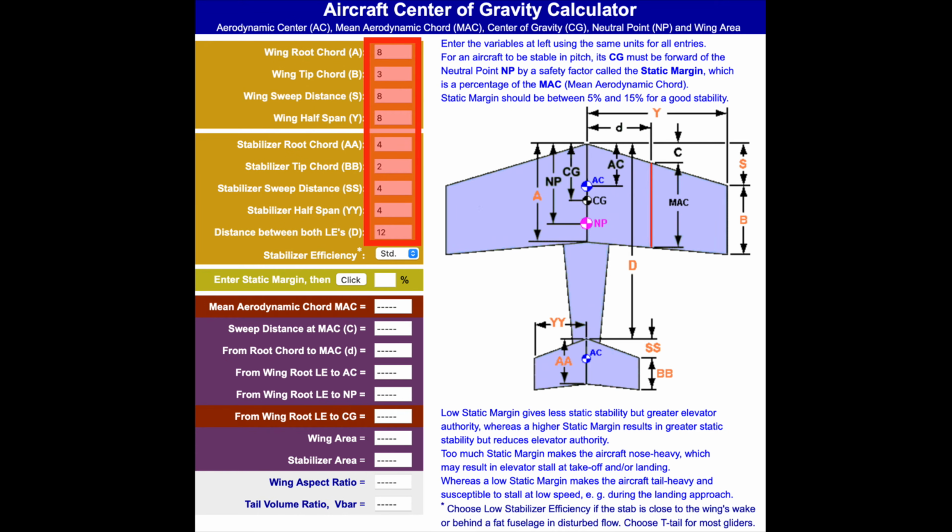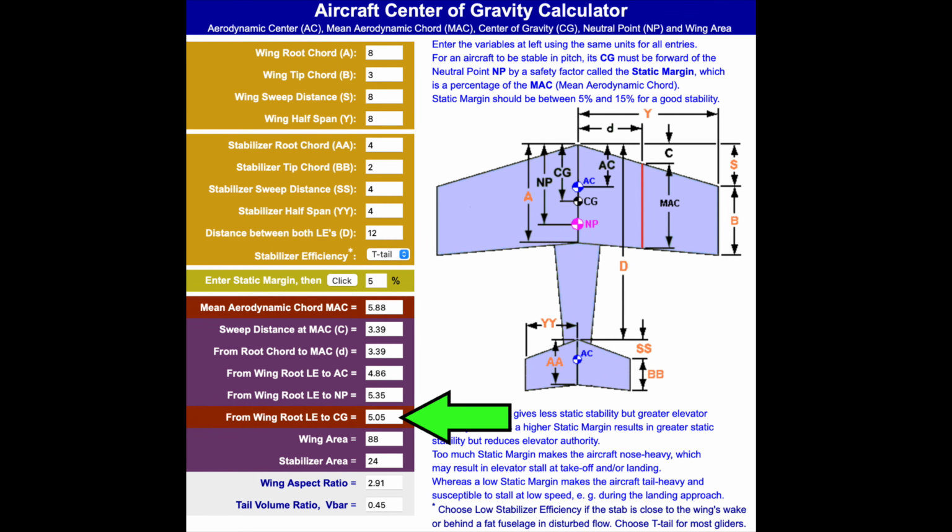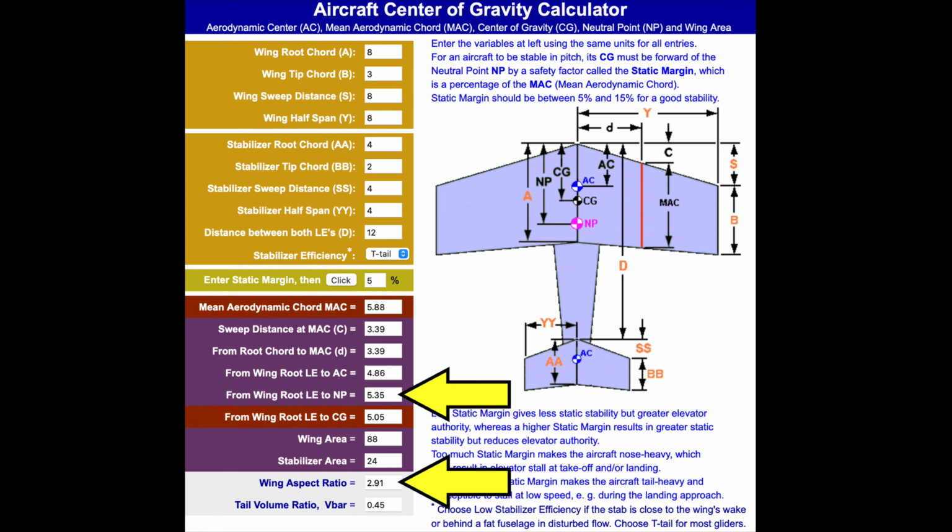To use the calculator, enter the dimensions of your new design in the fields in the upper left, following the diagram at right. You can use any units you want, as long as they're all the same. For gliders, you can select T-tail for the stabilizer efficiency. Next, you'll need to select a static margin. We'll be taking a closer look at this concept in a later video, but for now, a value of 5% should be about right. Once you click the button, the calculator will estimate the ideal location for your center of gravity, shown here. Also notice that the calculator tells you the aspect ratio of your plane and estimates the location of the neutral point. We're going to be taking a closer look at both these concepts in a later video.